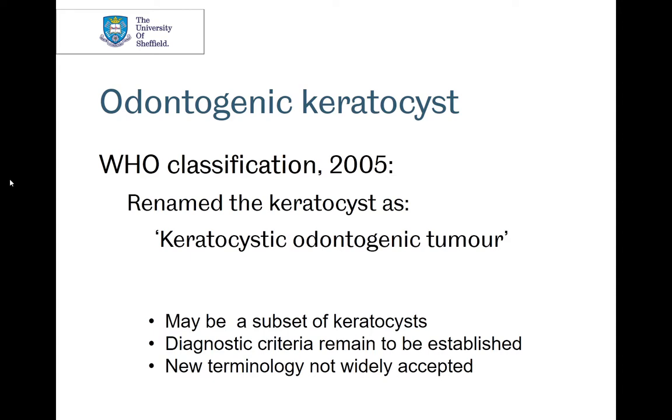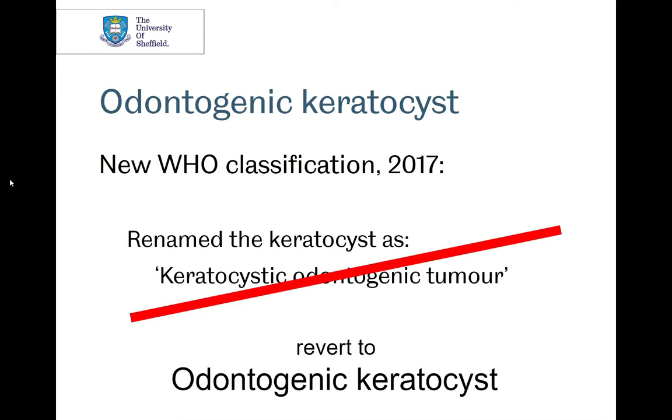But we really were never particularly happy with that in the UK and thought that, well, some of the odontogenic keratocysts may be neoplastic, but we're not quite sure which ones they are, and so we don't have good diagnostic criteria for it. The end result was that in the most recent WHO classification, which was published in 2017, the term odontogenic keratocyst was brought back into use, and that is our current terminology. It is a benign cyst of the jaws and is not neoplastic.